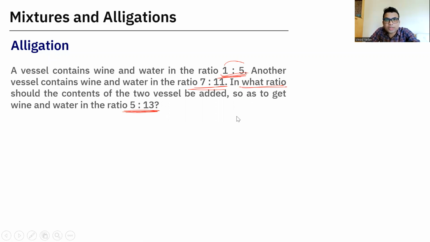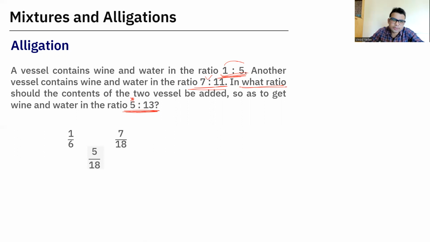If you remember, one thing doesn't change in ratio. What is that? Fraction of any component. Remember, what is fraction of any component? That component divided by total. So if wine is to water is 1 is to 5, don't you feel wine represents 1/6, 1 out of 6, isn't it? 1 out of 1 plus 5. Similarly, in another vessel, wine represents 7 out of 7 plus 11, so 7 out of 18. And resultant average is 5 out of 5 plus 13, so 5 out of 18.